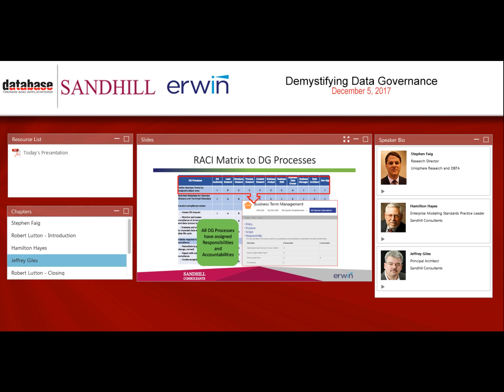And again, here's the RACI matrix that Ham was talking about. We actually take the RACI concept, put it into a diagram, and it becomes part of the page for that particular process. So all the processes do have the assigned responsibilities and accountabilities there. And then you can always modify these things as well, because it is a framework with a platform that does allow you to customize it.